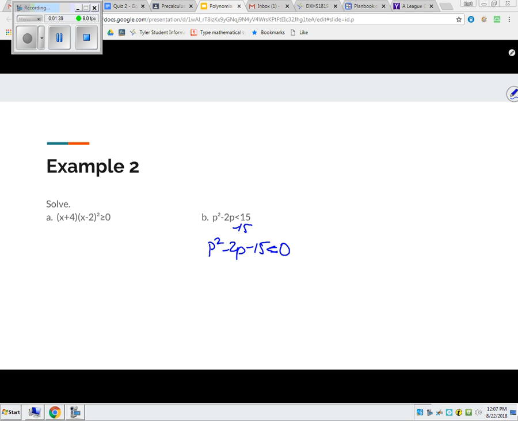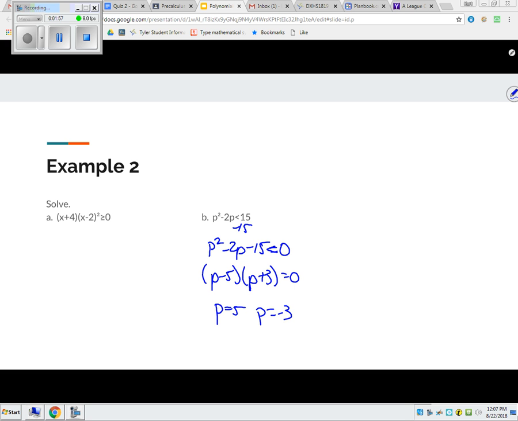So now what I'm going to do is just factor this. A lot of these will factor. I think we're going to run into one tonight and one in a minute that does not factor. So this will just factor into p minus 5, p plus 3 equals 0. So I get p equals 5, p equals negative 3. Nothing new so far. Okay, here comes the new part.